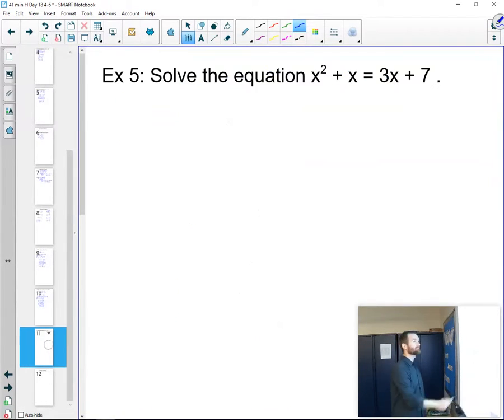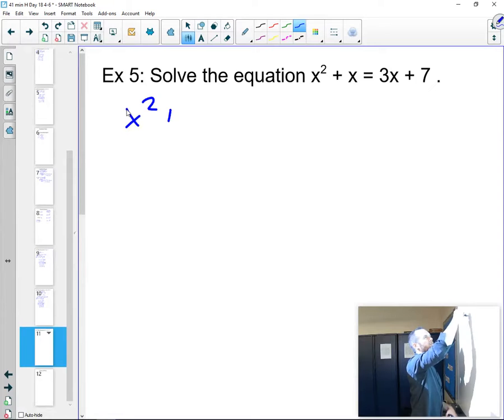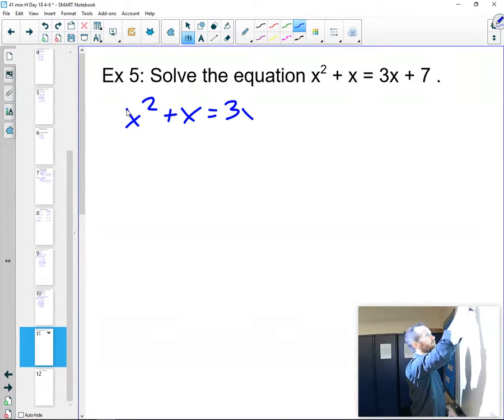All right, last one. And I want you to try this one on your own. There's one little trick to it at the start, but I think you can handle it. So pause the video right here. We're going to go over the answers in 3, 2, 1. Let's go. We got x squared plus x equals 3x plus 7.